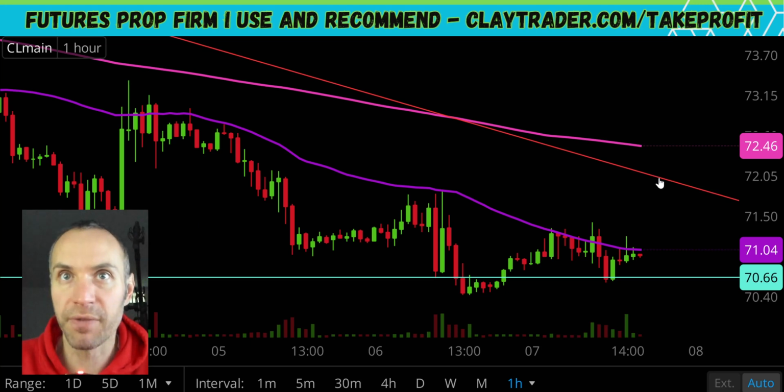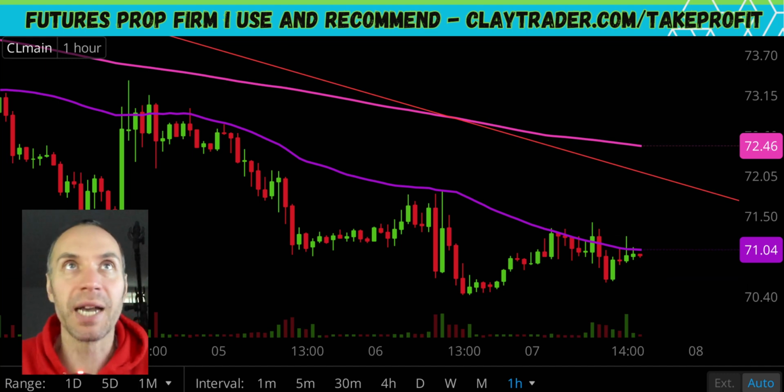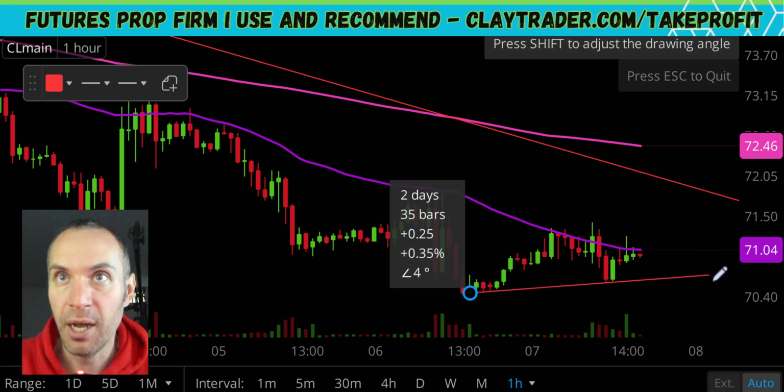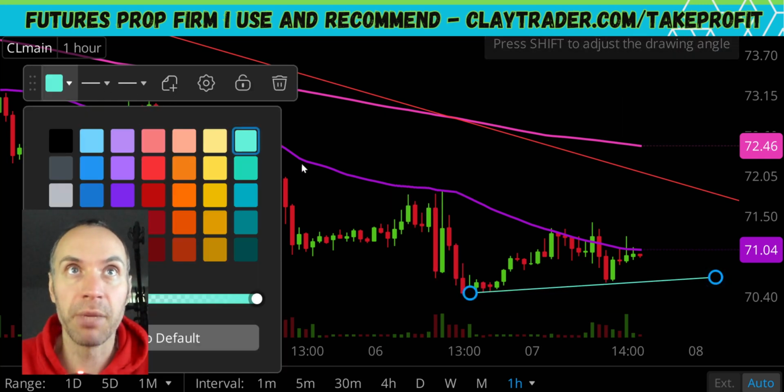As far as areas of support are concerned, it's trying to hold up here, but in all actuality, I'm going to get rid of that because I think the level that a lot of people will be watching, especially the shorts, looking to potentially put on another bearish-sided trade, is going to be that trend line right there.